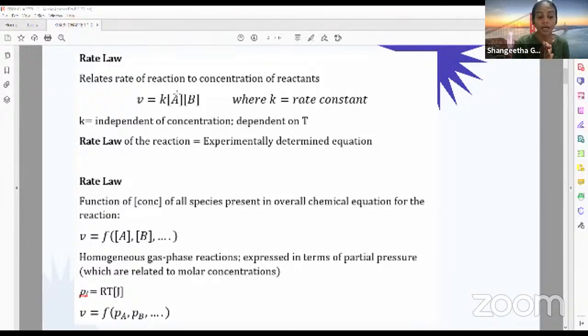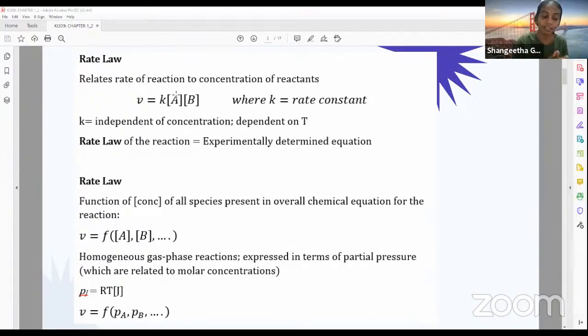If you remember back in our previous lessons, if it is a gas phase reaction, of course you will need to use partial pressures. So how do you relate concentration to partial pressures? You can go back to PV equals nRT.